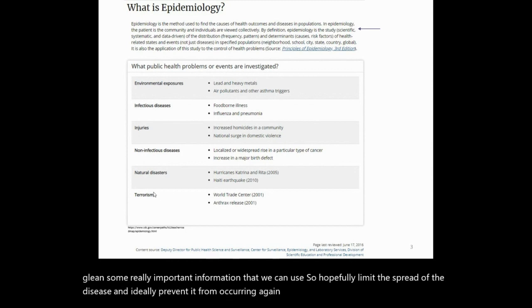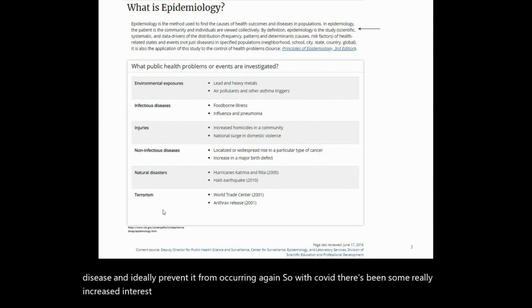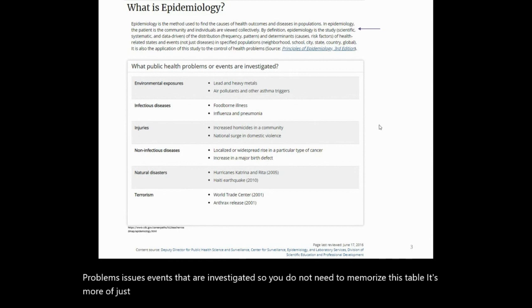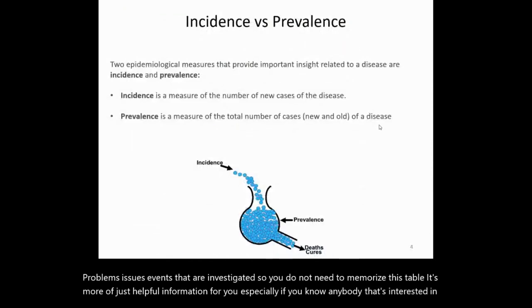So with COVID, there's been some really increased interest in epidemiology, and so I wanted to include this slide and this table that shows other general public health problems, issues, and events that are investigated. So you do not need to memorize this table. It's more just helpful information for you, especially if you know anybody that's interested in pursuing this field.